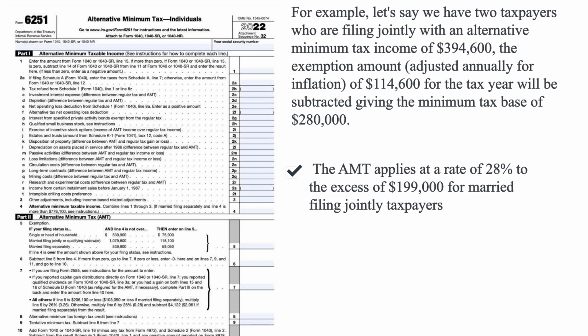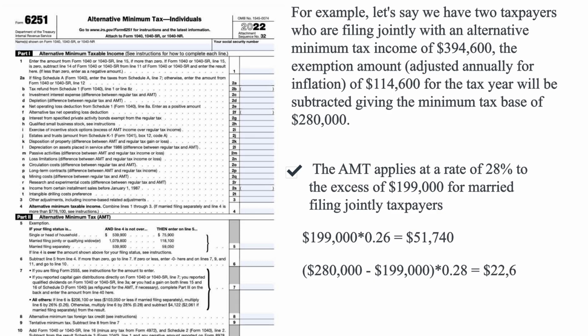Up to $199,000 will be taxed at the rate of 26%, which is $51,740. The remaining amount, which is $280,000 minus $199,000, the part that was already taxed, is subject to the rate of 28%, which equals $22,680. Add up the amounts to get the total alternative minimum tax. Emily's income is under the amount for which she must pay AMT, so she does not need to fill out Form 6251.